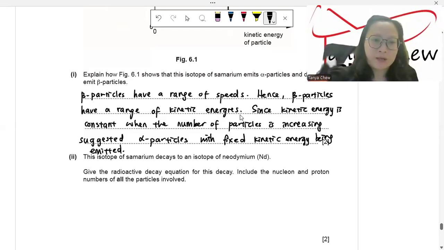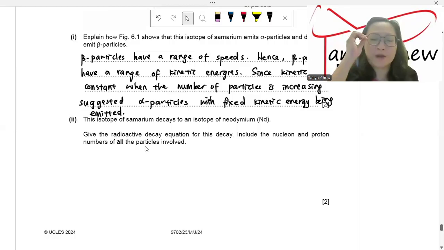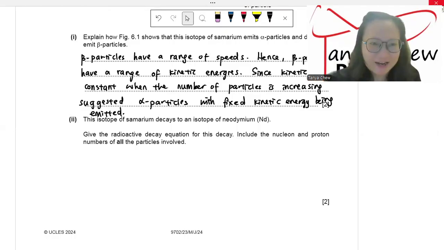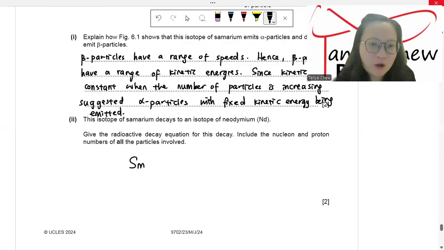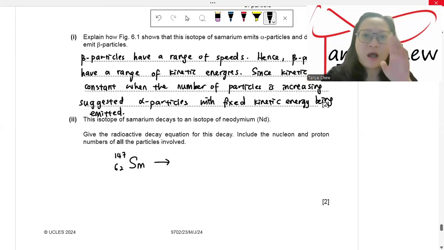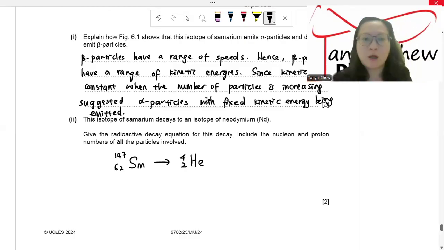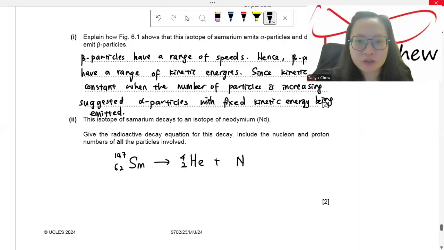That's it. Second, the isotope of samarium decays to an isotope of neodymium, Nd, right? Forgive me if I pronounce it wrongly. Give the radioactive decay equation for this decay. Include the nucleon and proton numbers of all the particles involved. So samarium 147, 62, decays by emitting an alpha particle. Alpha particle is 4, 2 helium or 4, 2 alpha, it is up to you, plus Nd, neodymium. I don't know whether it's true or not.